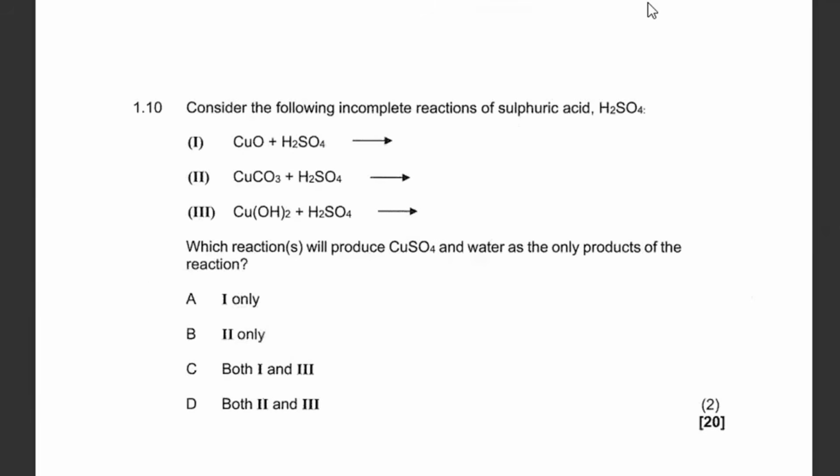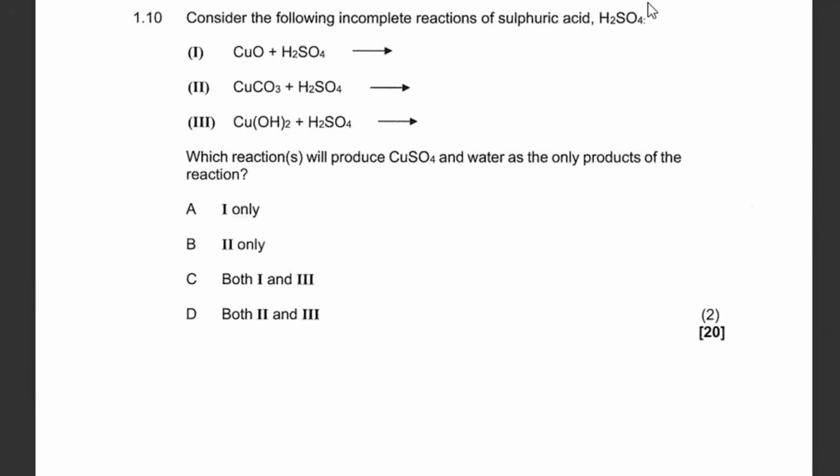Then we move on to 1.10. Consider the following incomplete reactions of H2SO4, sulfuric acid. If we were to work out our product, it says which reactions will produce CuSO4 and water as the only products. So here we are going to have CuSO4 plus water, which is H2O.